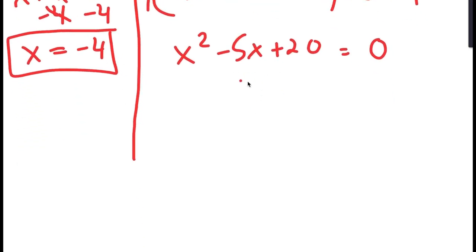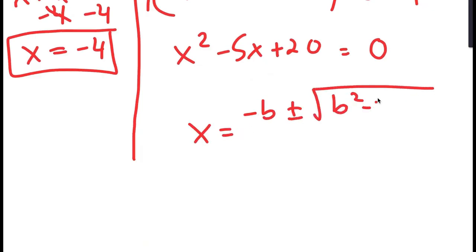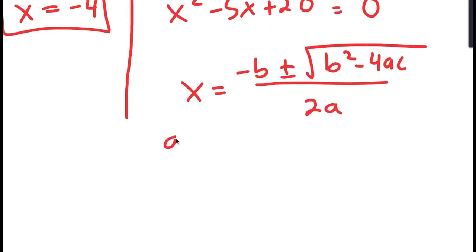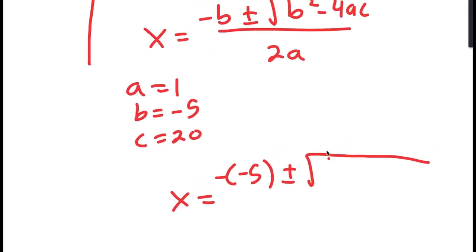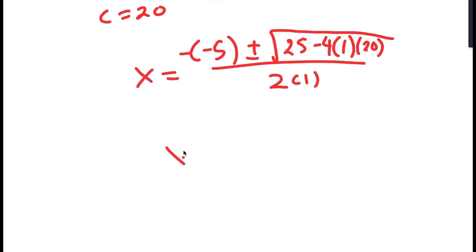And now, to solve this, I'm going to use the quadratic formula, which is negative b plus or minus the square root of b squared minus 4ac all over 2a. In this case, a is 1, b is negative 5, and c is 20. So I get x is equal to negative of negative 5 plus or minus the square root of b squared, which is negative 5 squared, which is 25, minus 4 times a, which is 1, times c, which is 20, all over 2a, so 2 times 1.